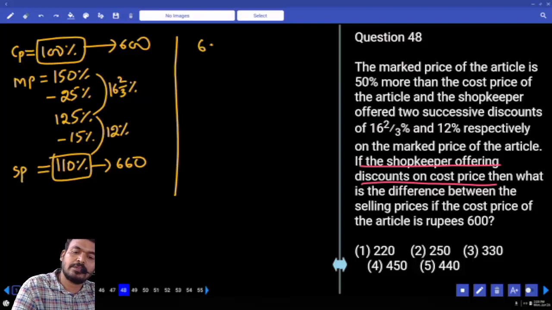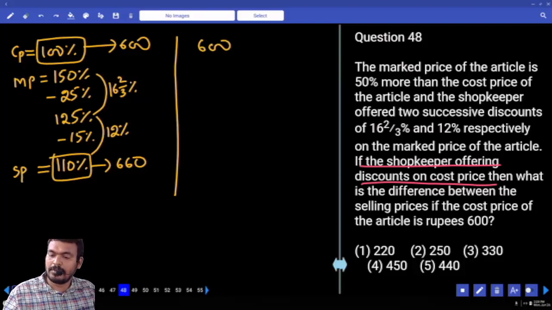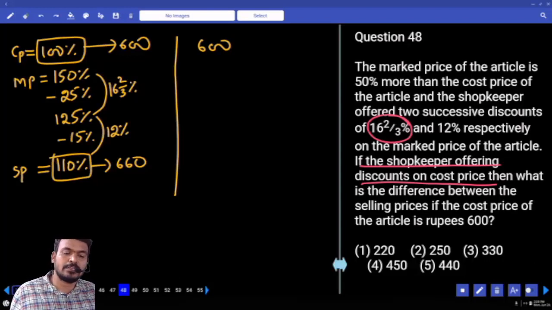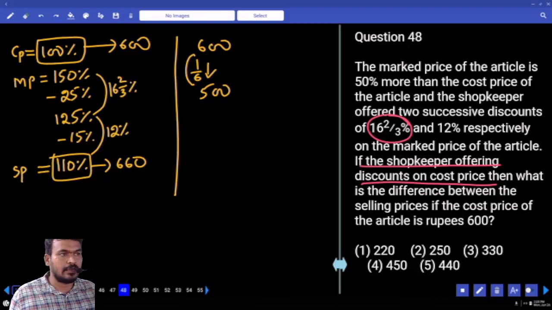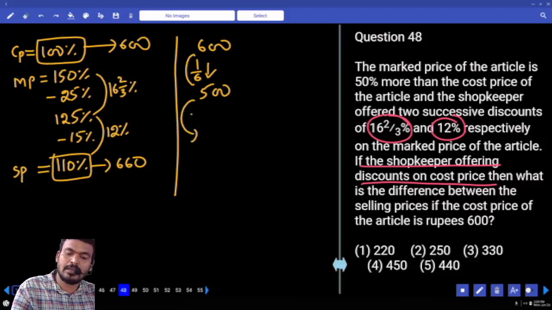What is the cost price here? 600. What is the first discount? 16 2/3%. Means what is the fraction? 1/6. 1/6 decrease means remaining 500. It is after the first discount. Again second time, how much discount? 12%. What is 12% of 500? 60. Subtracting or adding? Subtracting. What is the remaining?